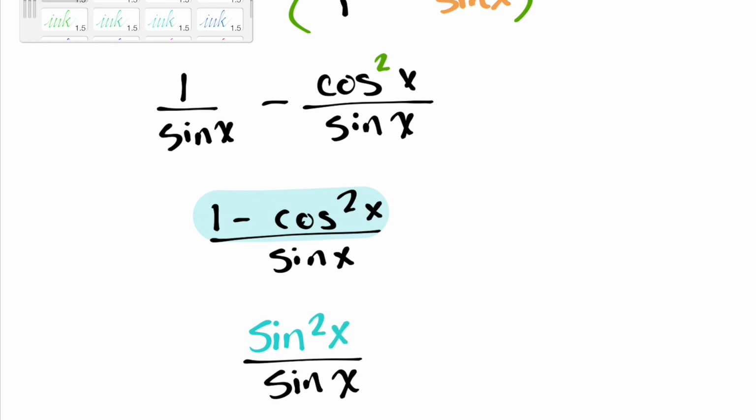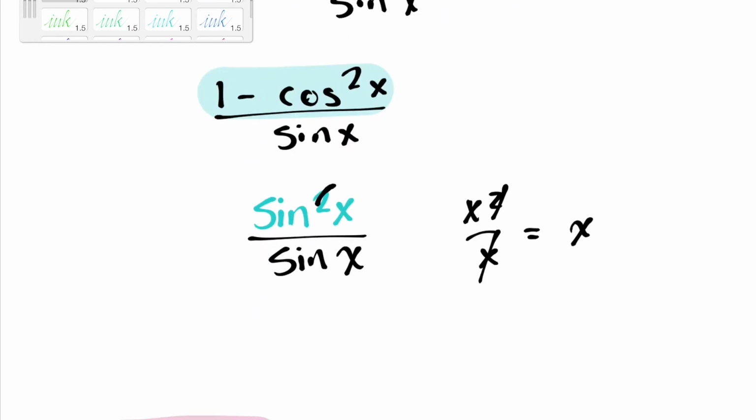And when I have a sine squared x over a sine x, this is very similar to if I had an x squared over an x. One of the x's would cancel out with what's on the bottom, and I would just be left with x itself. So the same thing happens here. One of the sines, technically it's sine times sine on top, would cancel out with the sine on the bottom, and I'm just left with sine of x.